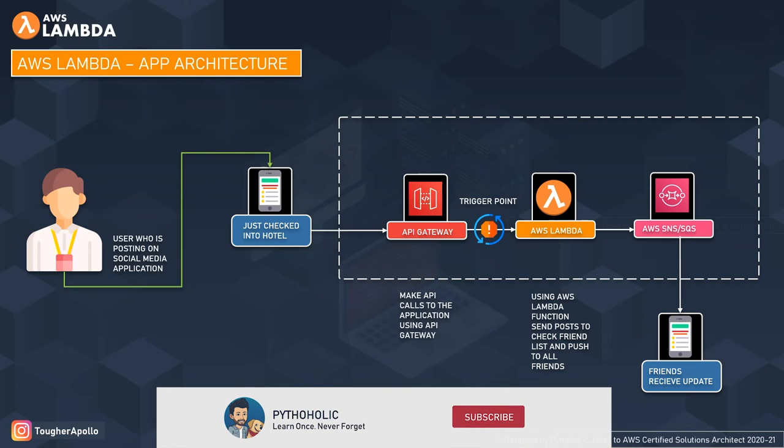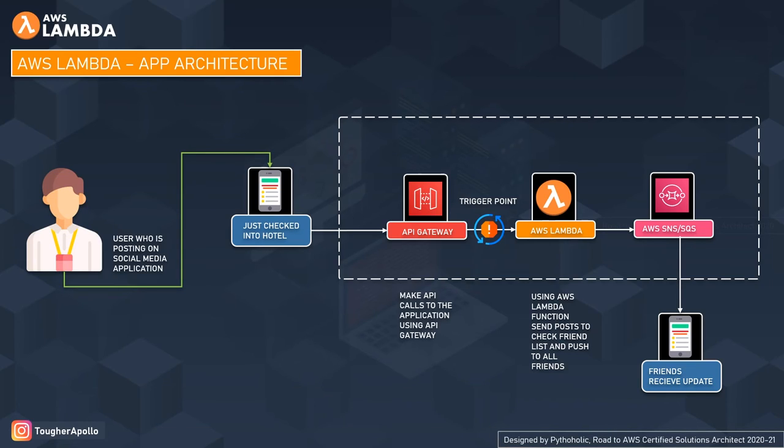And there can be multiple messages posted on the account. So for this, we are using AWS SNS to publish the messages onto the message broker so that they can be sent to all the users who are part of your friends list. And you can simply write your code that fetches the list of friends using the AWS Lambda function, rather than deploying and managing EC2 instances. So this is a pretty simple example of an architecture using AWS Lambda.